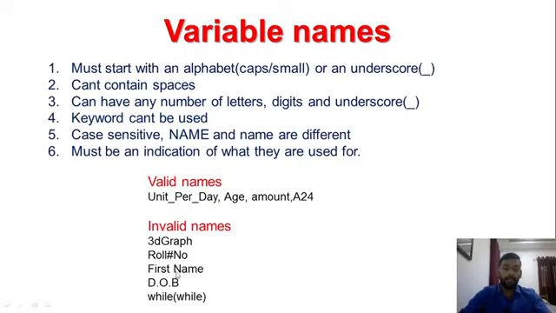Then first name. What is the problem with first name? We have a space. Space is not allowed. Then DOB with a dot is also not allowed, as it's a special character. Then while. What is the problem with while? While is a keyword, and a keyword cannot be used. So these are some of the valid and invalid names.